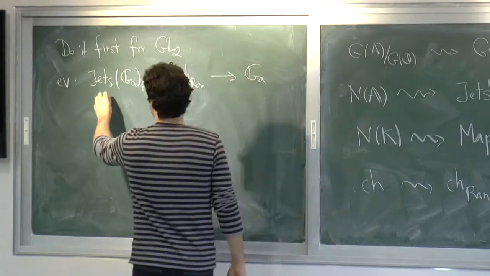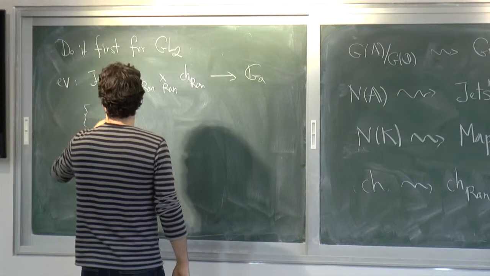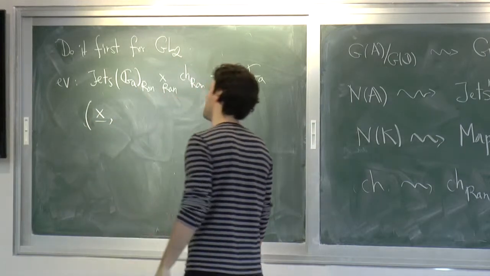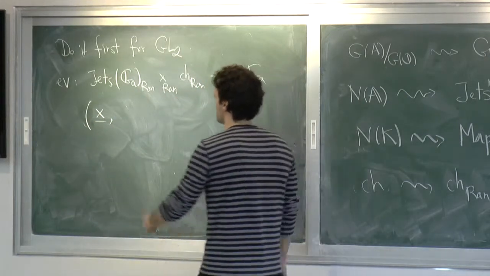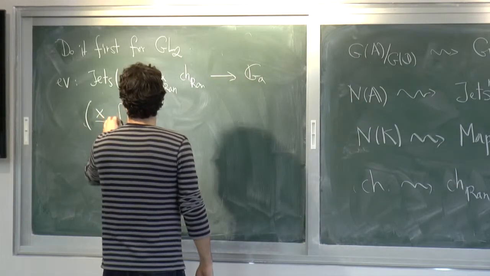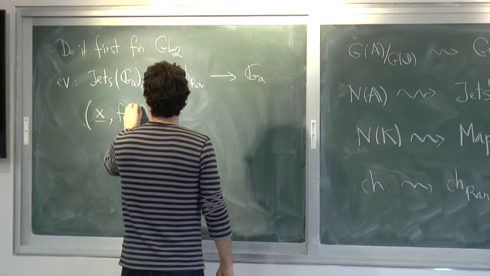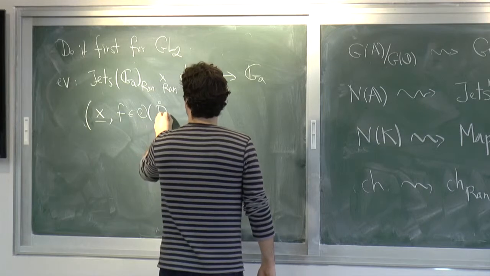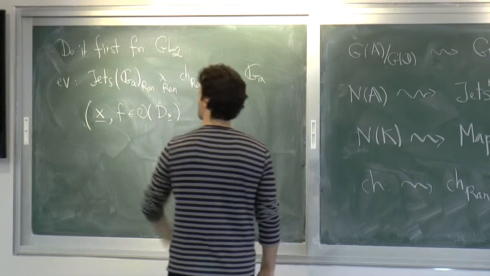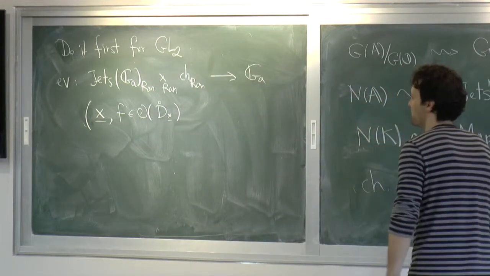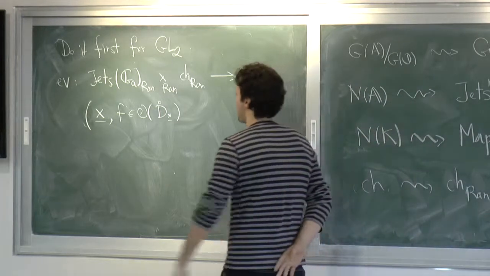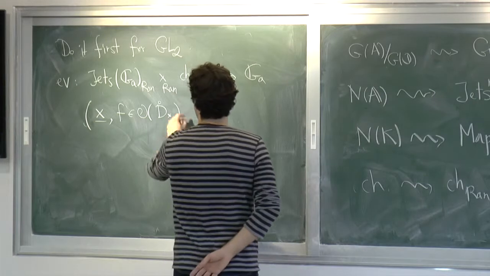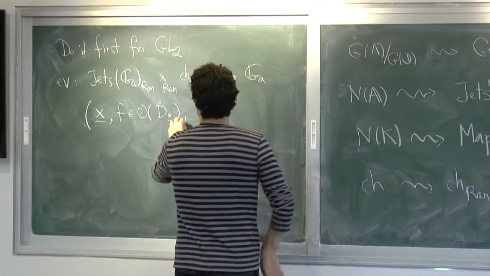What are jets of G(A)? Well, its S-points are just a finite number of S-points of the curve, and F, a function on the punctured disk at those points. That's according to the definition. I'm just mapping this guy to G(A). Great, and then what's an element here?